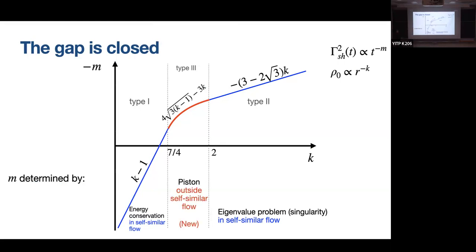But in our new solutions, third type self-similarity, what led us to the solution is the understanding of the physical behavior of the piston. And the piston lies fully outside of the self-similar flow. So the special characteristic of third type self-similarity is that in order to find the value of the similarity exponent, we need to understand what happens outside of the self-similar flow. So it is the non-self-similar flow that determines the similarity exponent.